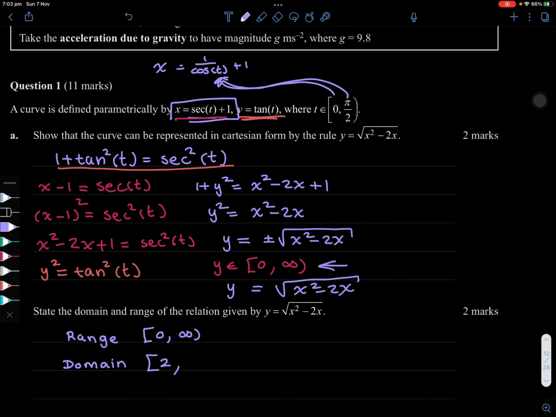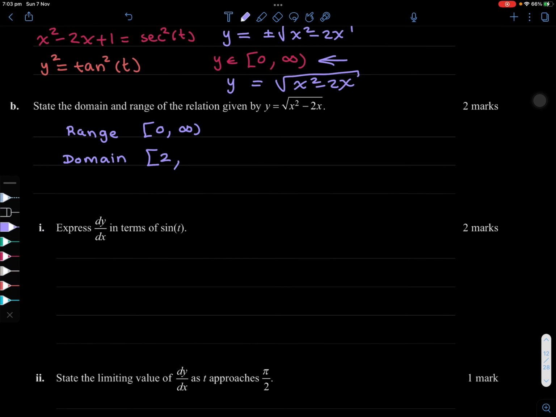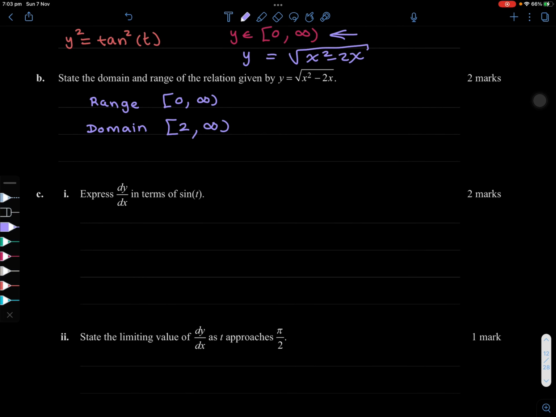When we sub pi on 2 in there, we get 1 on 0. We can't have that, so we need to consider what happens to cos of t as t approaches pi on 2. As t approaches pi on 2, cos of t becomes really small. 1 divided by a really small number becomes really big. So that means this approaches infinity. So that's our domain.